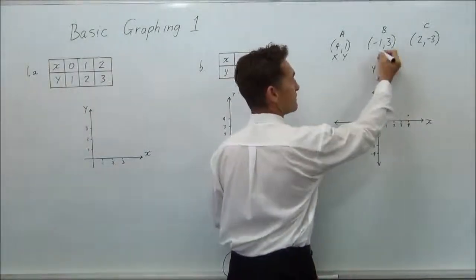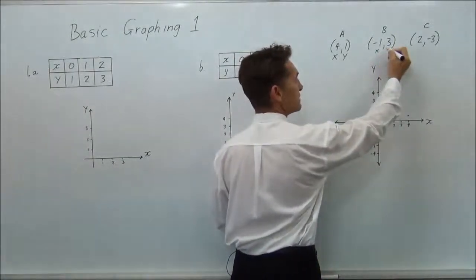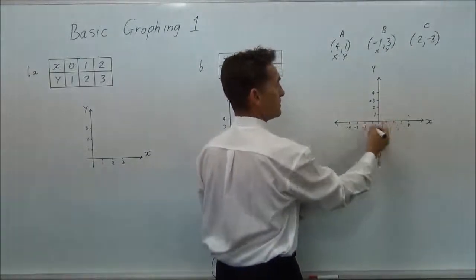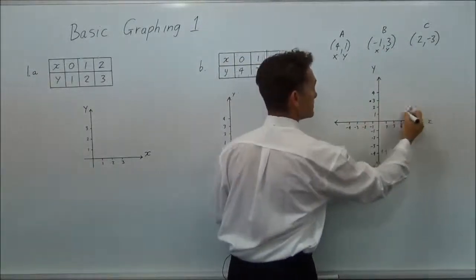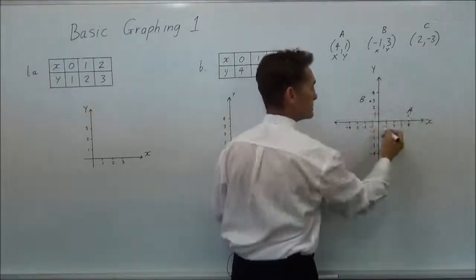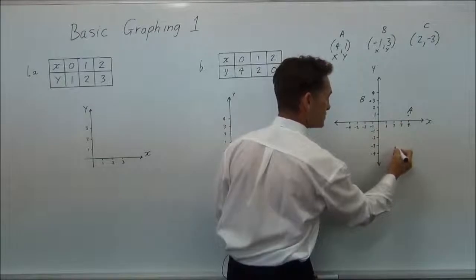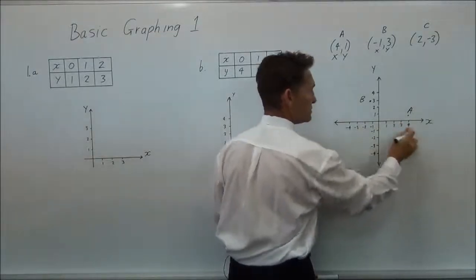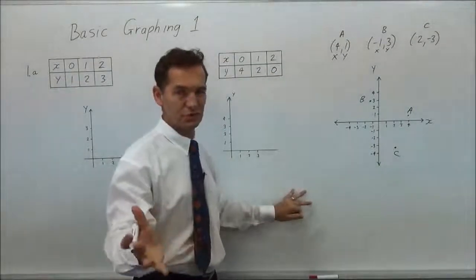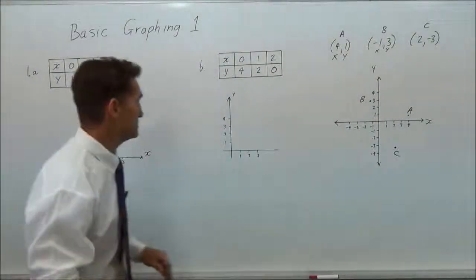There's 4, 1. Let's go for minus 1, that's x, and that's 3, so minus 1, 3, put a dot. And so you'd label that. That's A, that's B. Where's C? C is 2, minus 3, so 2, minus 3. Again, doing the X first and then the Y. And that's what you should know as very, very basic things.